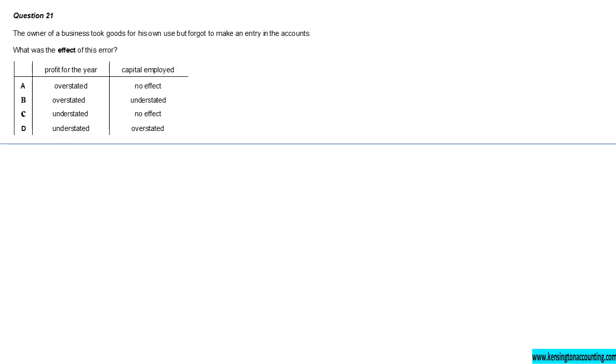Question 21. The owner of a business took goods for his own use but forgot to make entries. What was the effect of this error? So you need to find the effect of this error.